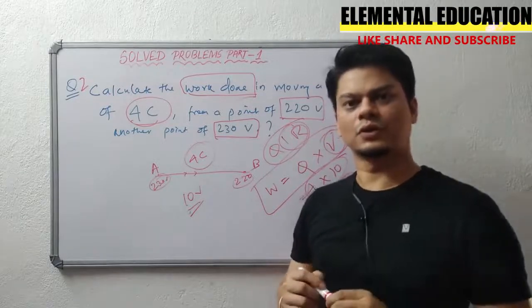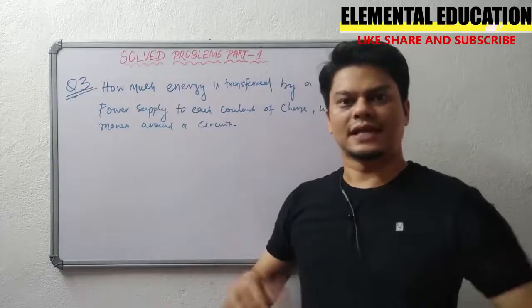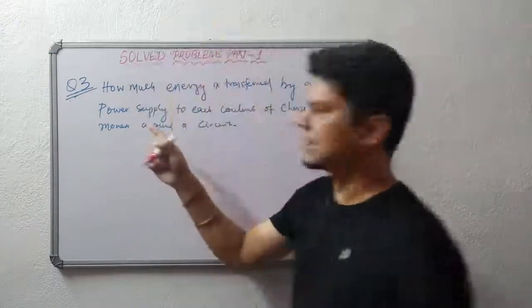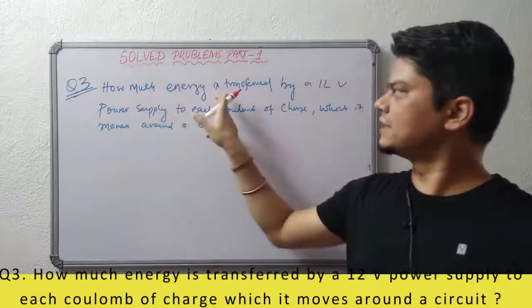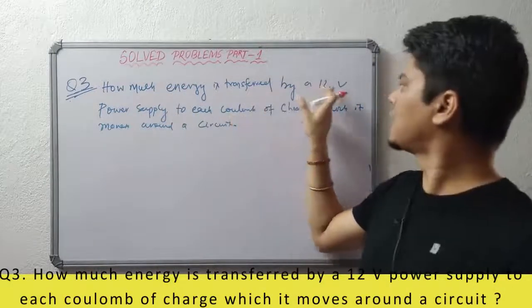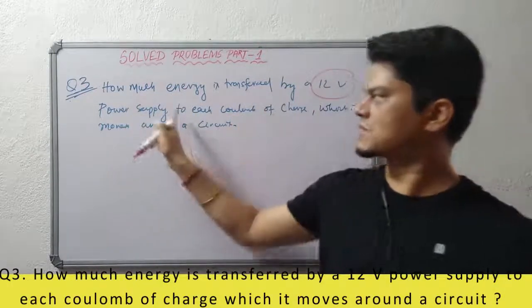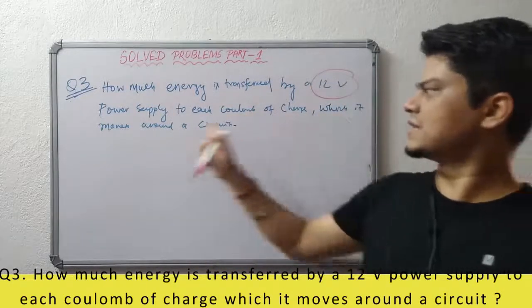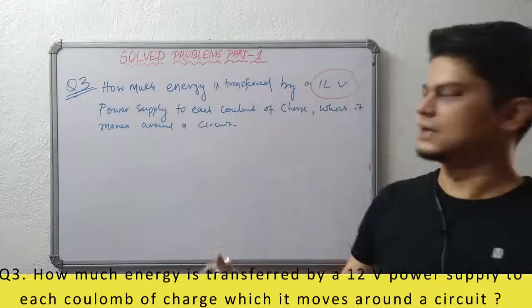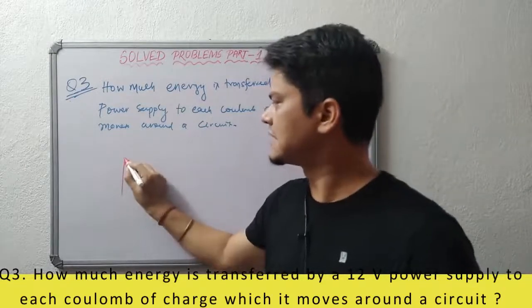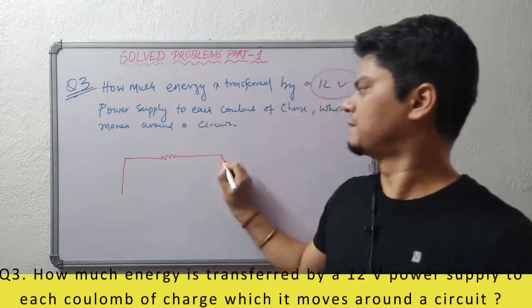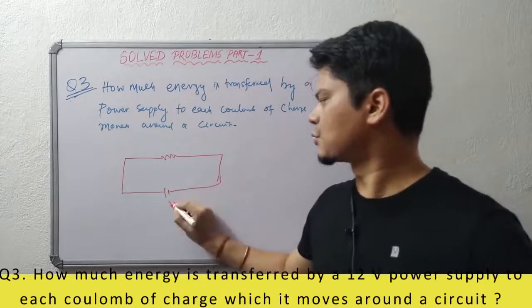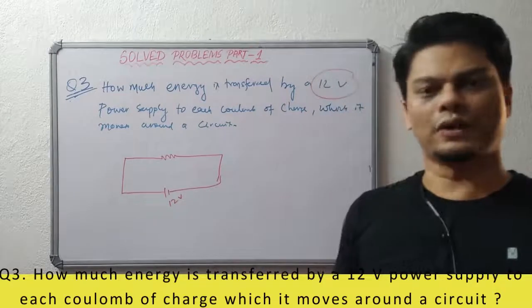Now let's move to question number 3. So guys, this is our third question. What is the question here? How much energy is transferred by a 12 volt power supply to each coulomb of charge which it moves around the circuit? Suppose this is a circuit, and the potential difference is given as 12 volt.